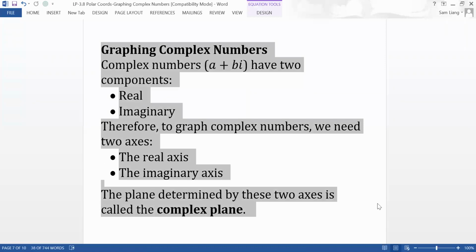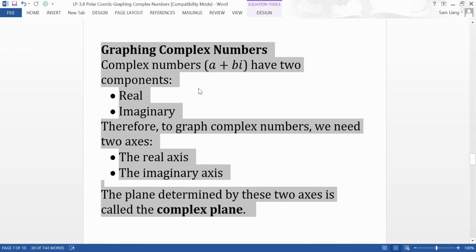Complex numbers a plus bi have two components, real and imaginary. Therefore, to graph complex numbers, we need two axes, the real axis and the imaginary axis. The plane determined by these two axes is called the complex plane. All right, thank you for that.